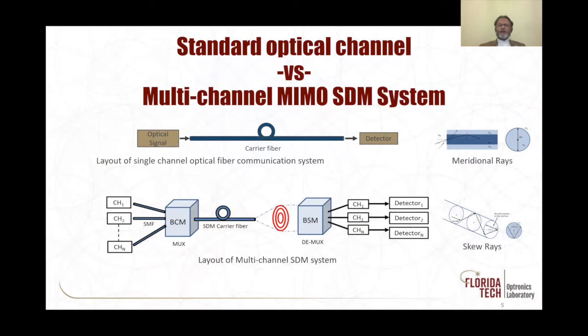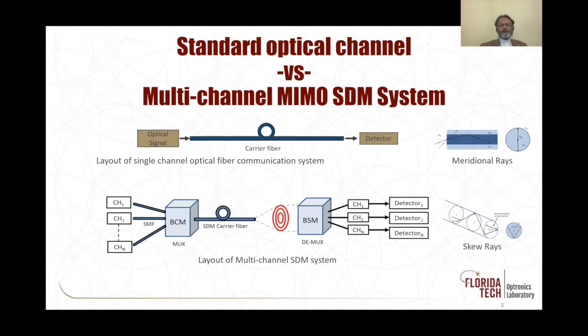So SDM, compared to a standard optical fiber system, is a MIMO system. A standard optical communication system has a single source, a single detector, and a carrier fiber. There's a one-to-one correspondence between the optical source and the optical detector. Light is launched from the source into the optical fiber, follows a meridional ray or a meridional path inside the carrier, and appears at the detector. Now on the SDM side, if we only had one source and one detector, it is pretty similar to standard communication.